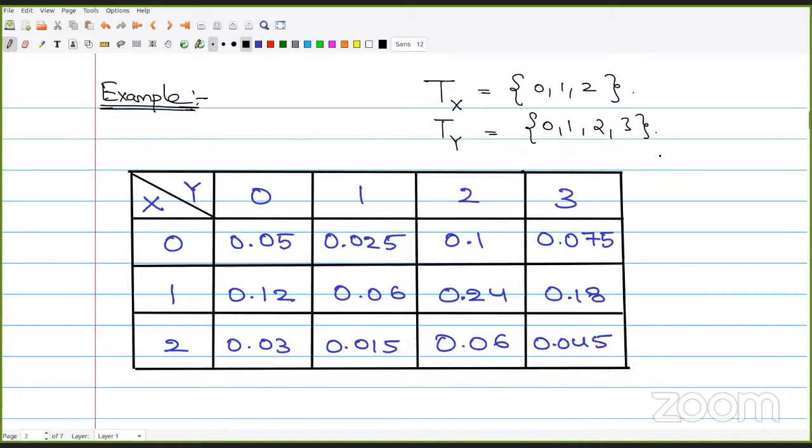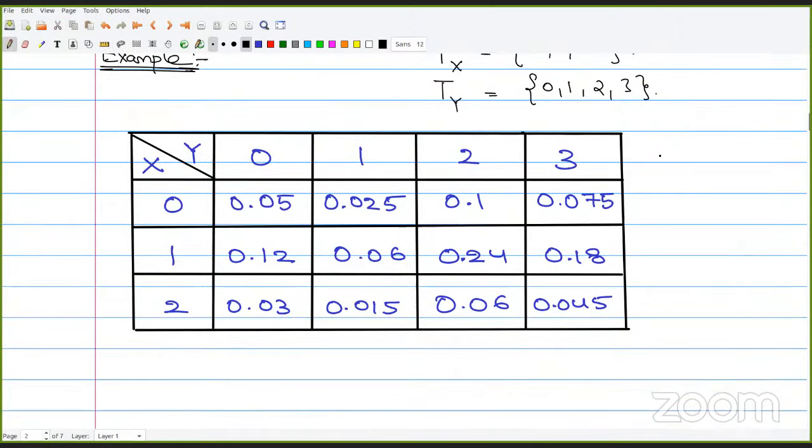Now that we have the ranges and the random variables, and we know the joint distribution, a simple question: what is f of x,y at 1, 2? 0.24. So if the joint PMF is given and you want to find the probability that x takes 1 and y takes 2, just go into the table, go to the row which represents x taking 1 and the column which represents y taking 2. The intersection point will be the value. So this is the simpler one.